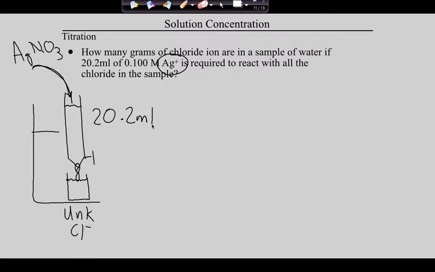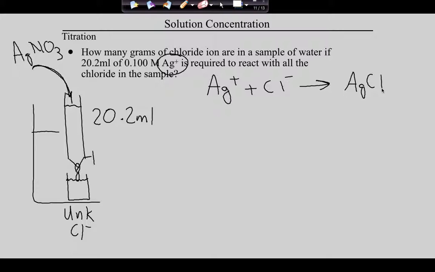And guys, that is all the information that we need in order to figure out how many grams of chloride is in the solution. So how do we do it? Well, guys, the first thing we need is a balanced equation. But guys, all we're doing is this. We're making silver chloride. That's our net ionic equation. The silver from our silver nitrate is tying up the chloride in our test sample. We're making silver chloride.